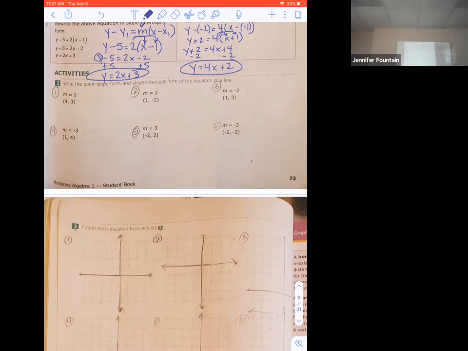Actually, it's negative 4 because it's negative. It's not multiplication. Yeah, I get this one.